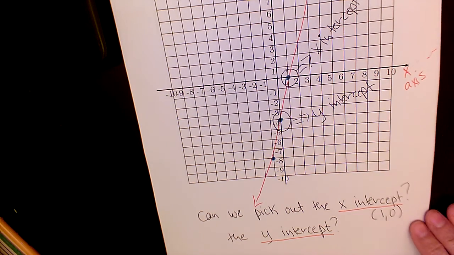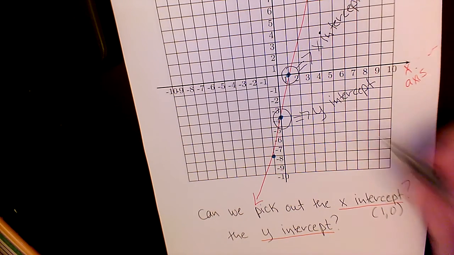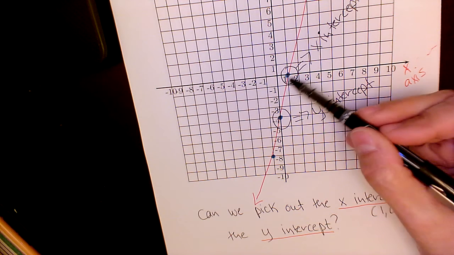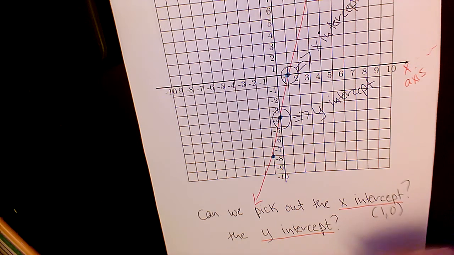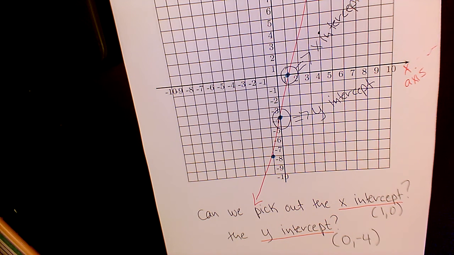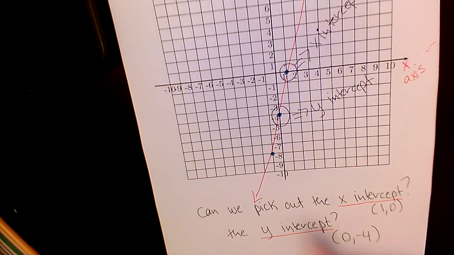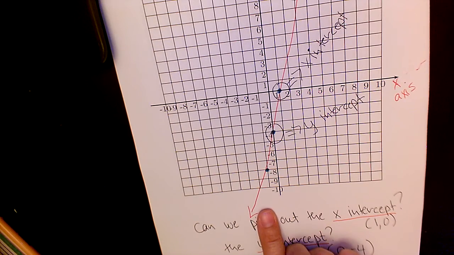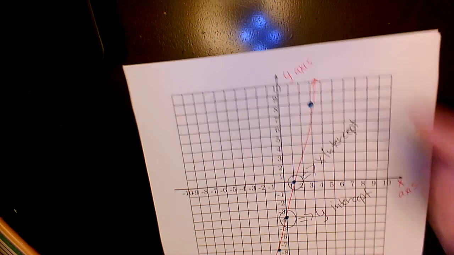What point is that? So I'm not going across, I'm just going down. So the y-intercept is 0, -4. So the x-intercept is 1, 0, and the y-intercept is 0, -4 for this graph. How's that? Sorry about the bad turn that took there.